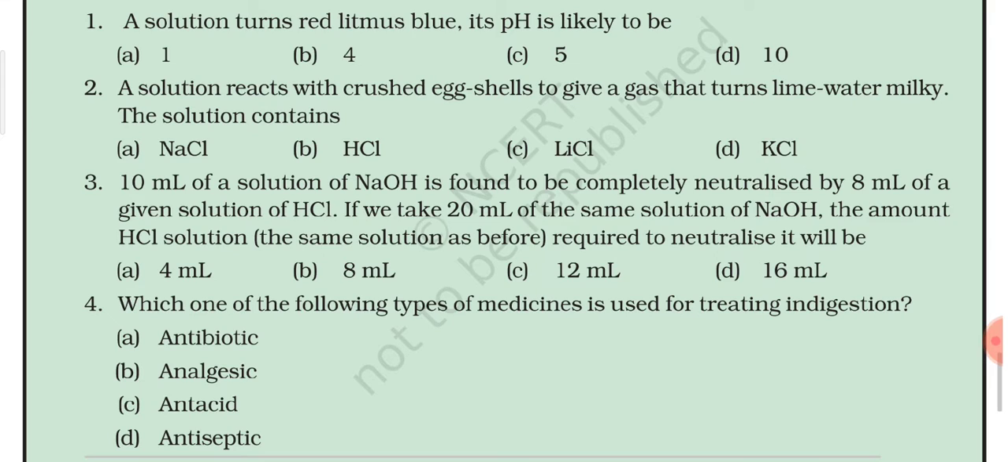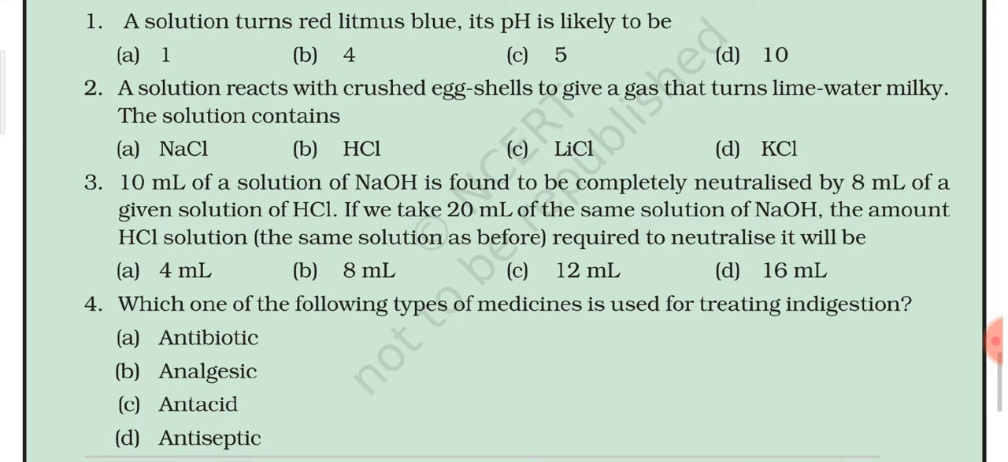Question number 1 is, a solution turns red litmus blue. Its pH is likely to be option A 1, option B 4, option C 5, and option D 10. Now, which solution turns red litmus blue? Basic solution, and the pH of a basic solution is more than 7. So here, the correct option is D, which is 10.